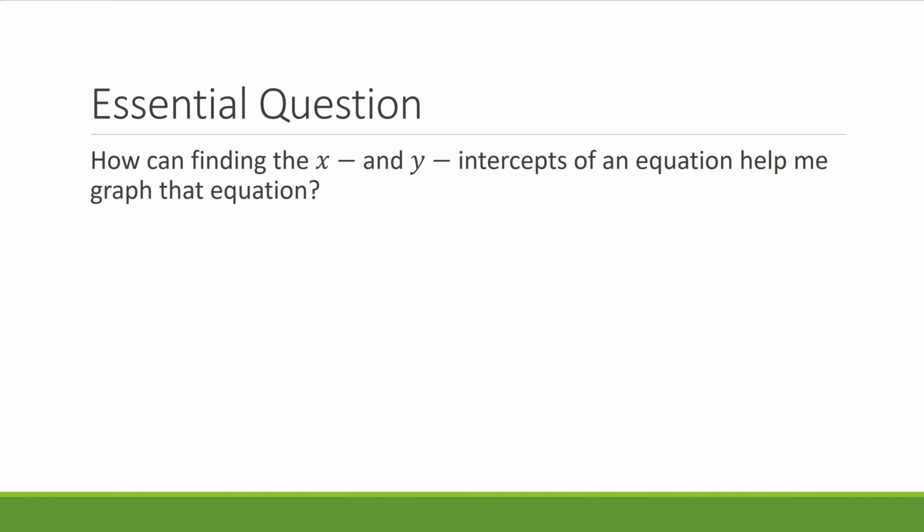Today we're using intercepts. The essential question is, how can finding the x and y-intercepts of an equation help me graph that equation? We're going to use something called the intercepts method.